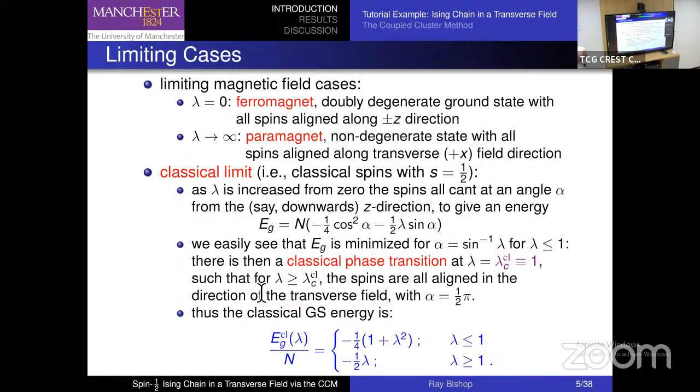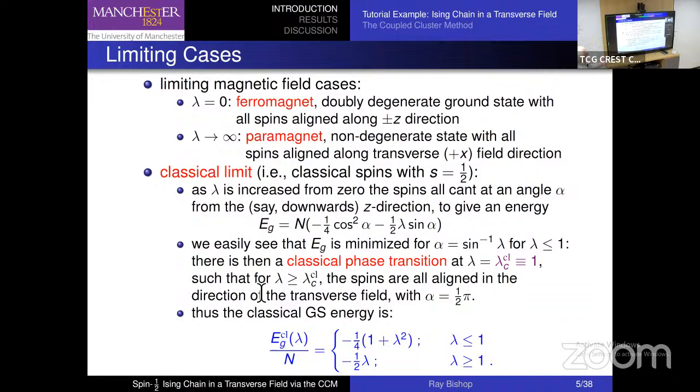Now, what about classically? This is about as simple a problem as it comes. Suppose our spins still have length half, but they're classical spins that can point in any direction, not just have the projections minus a half and plus a half. What happens is kind of obvious. You start with lambda equals zero, and the spins, let's say, are all pointing down. Now, as you turn on the field, they're just going to slowly cant in the direction of the field. Let's say they cant at an angle alpha.